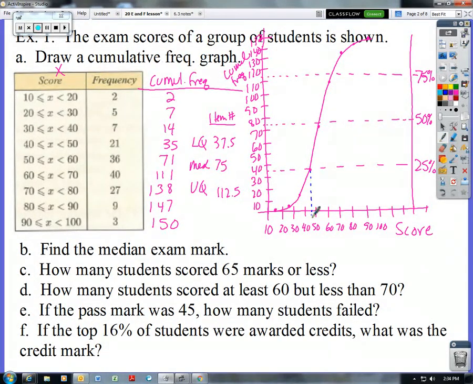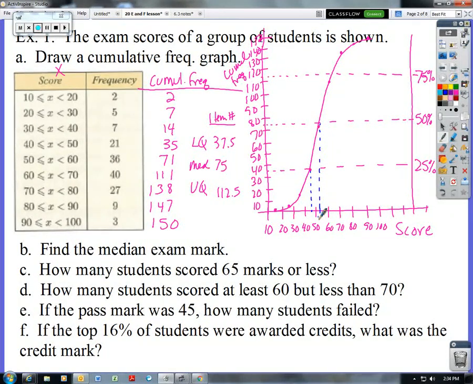Then there are some questions. Oh, here they are. They're actually already written up here. Find the median exam mark. Okay, so the median exam mark occurs on the 75th one, and then you would come over here to your graph. You would come down, and it's around 51 according to my graph. But my graph is just hand-drawn.